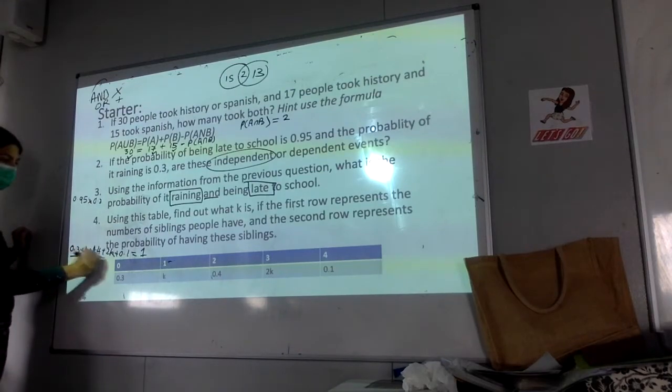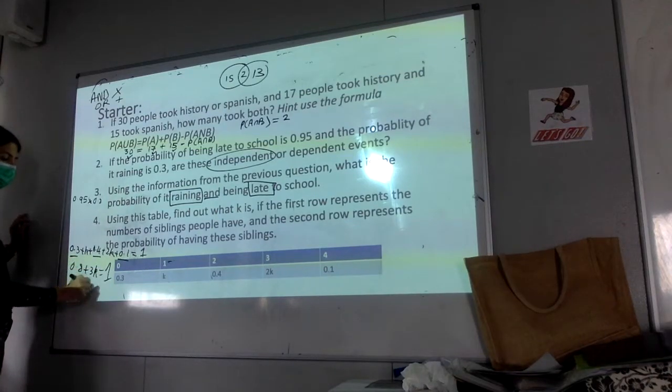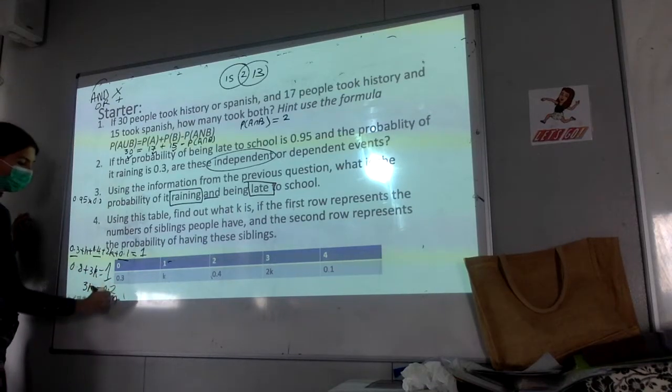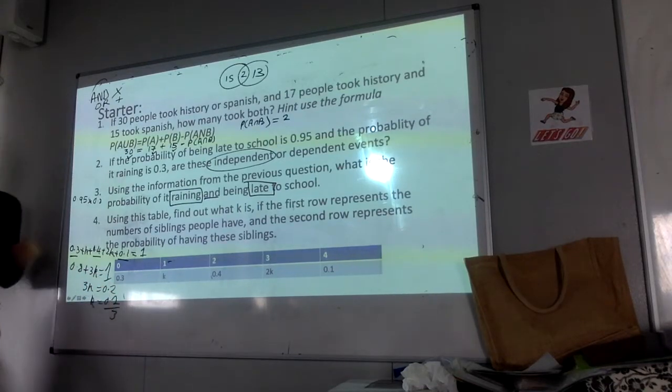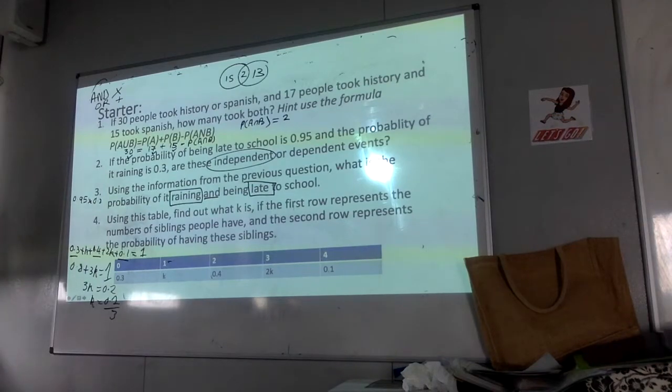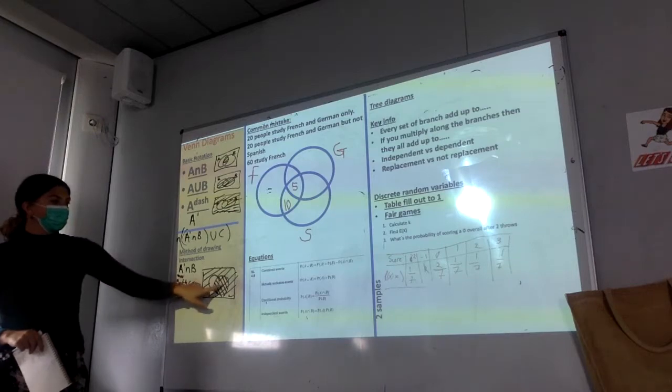You're going to add all these numbers together. That's going to be 0.8 plus 3k equals 1. And then we're going to have 3k equals 0.2. k equals 0.2 divided by 3. That will give you a horrible decimal, 0.6667. That's it.